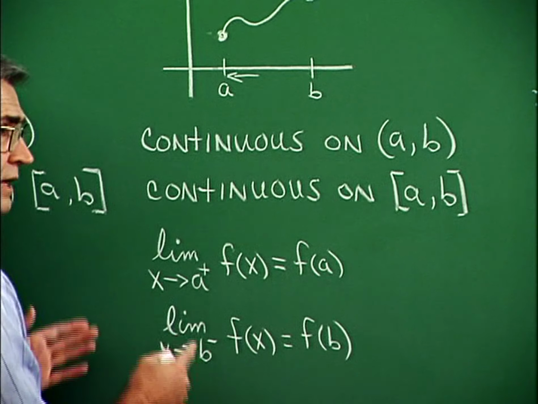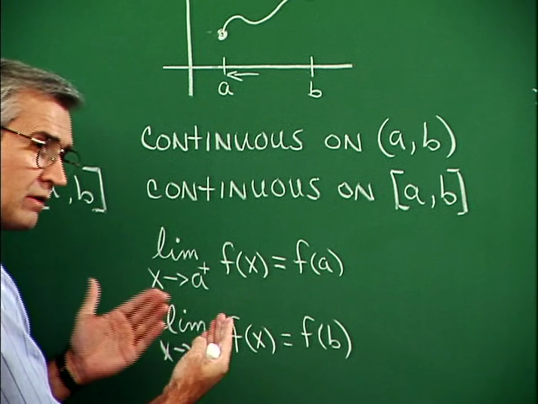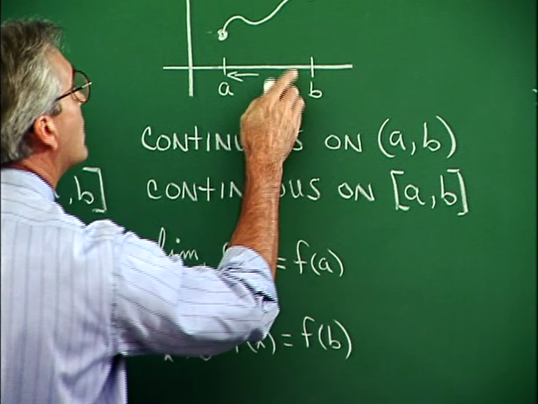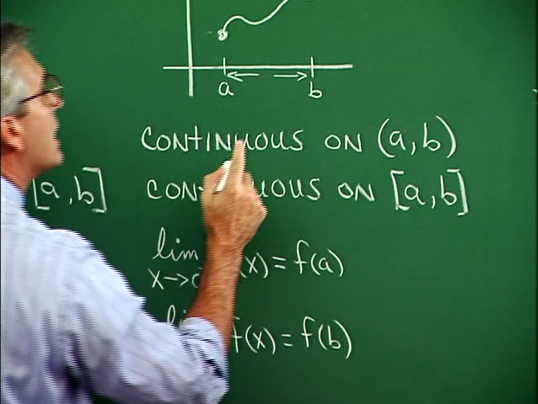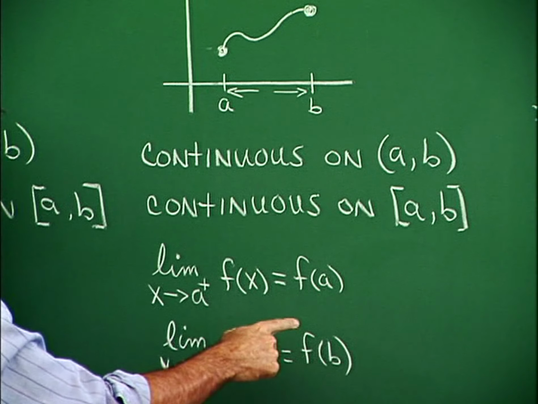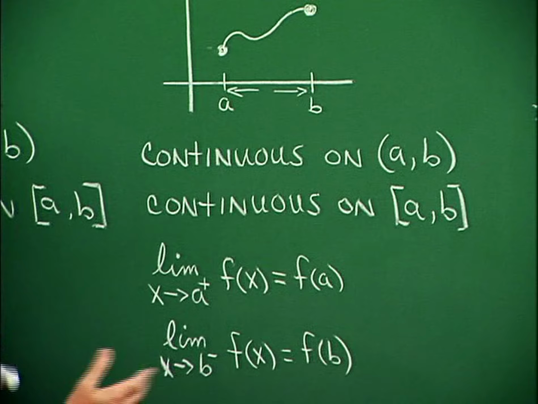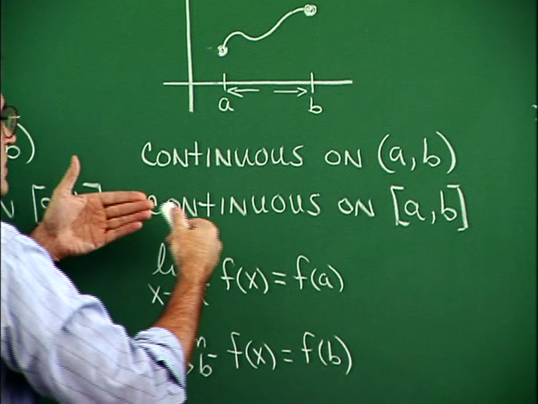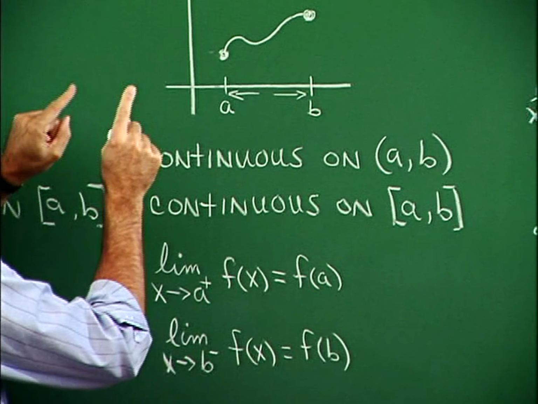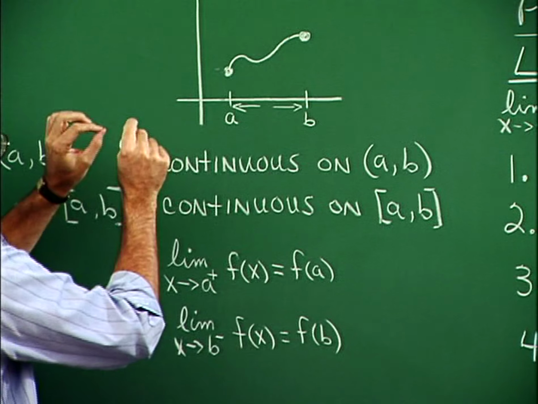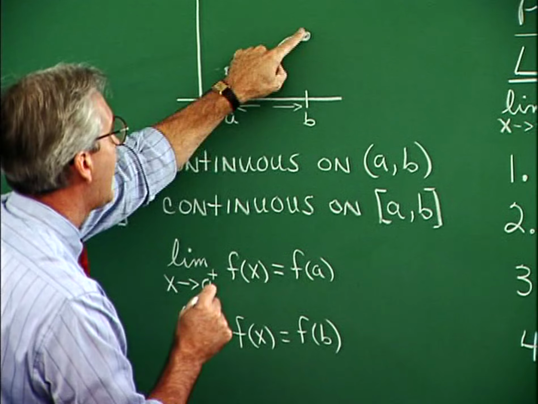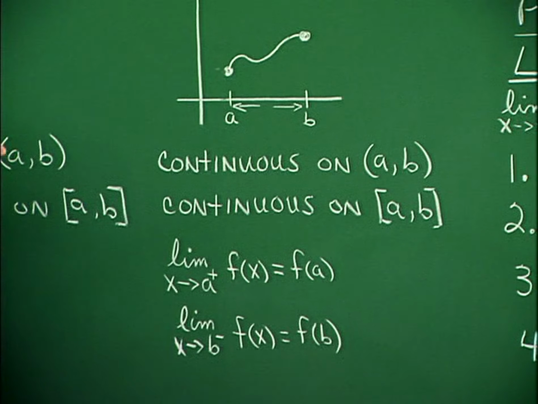And in a similar way, you look at the right endpoint and you examine the limit as you approach from the left side. So as we approach B from the left, that limit needs to be f of B, as we have illustrated here. So we say that for continuity to occur on the closed interval, this function is continuous from the right at A, and it's continuous from the left at B. And that's what this is all about.